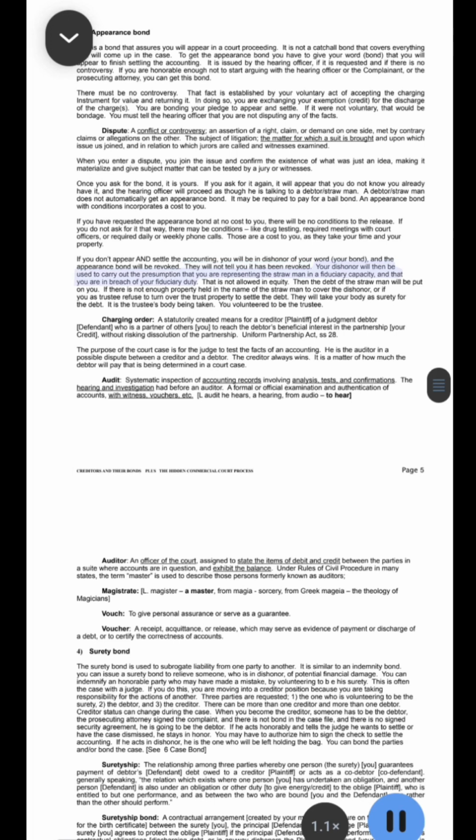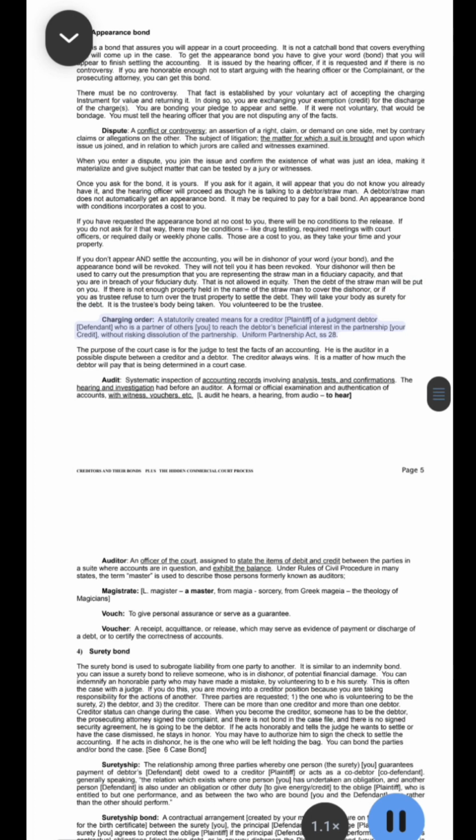Your dishonor will then be used to carry out the presumption that you are representing the straw man in a fiduciary capacity, and that you are in breach of your fiduciary duty. That is not allowed in equity. Then the debt of the straw man will be put on you. If there is not enough property held in the name of the straw man to cover the dishonor, or if you as trustee refuse to turn over the trust property to settle the debt, they will take your body as surety for the debt. It is the trustee's body being taken. You volunteered to be the trustee.